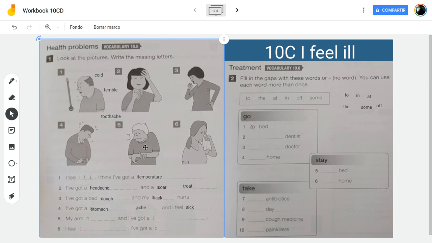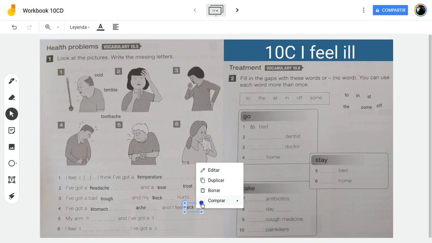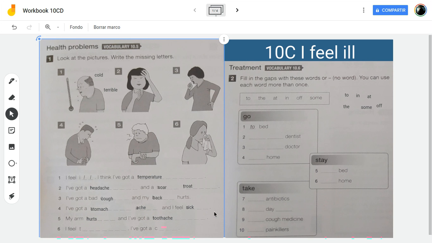Number five, my arm hurts. That's the one that I erased. I thought it was unnecessary. So my arm hurts and I've got a toothache. Number six, I feel terrible. I've got a cold. So it's terrible, a cold. Okay.